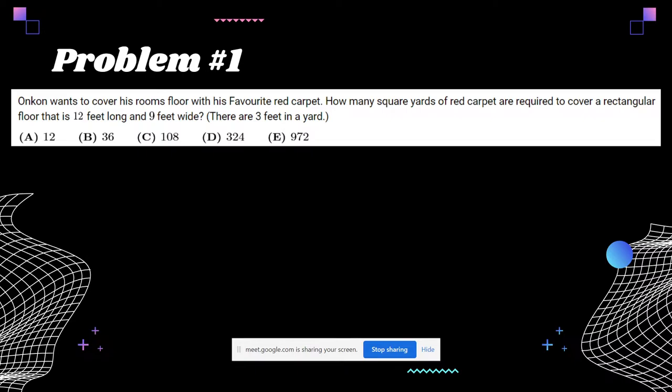So, Ankan wants to cover his room's floor with his favorite red carpet. How many square yards of red carpet are required to cover a rectangular floor that is 12 feet long and 9 feet wide? Alright, so, the area of a rectangle is just length times width, right?